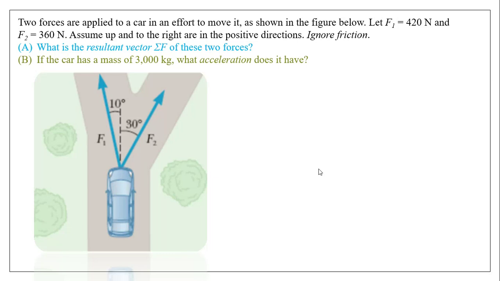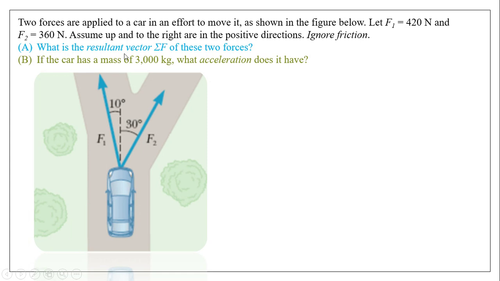Alright, so in this particular video, for a bird's eye view problem, aka top view, we have a car that has two forces pulling on it. Here is F1. F1 is given as 420 newtons, and then here's F2, which is diagonally up and to the right, given as 360 newtons. It's assumed that up and right are positive directions, and it says ignore friction.